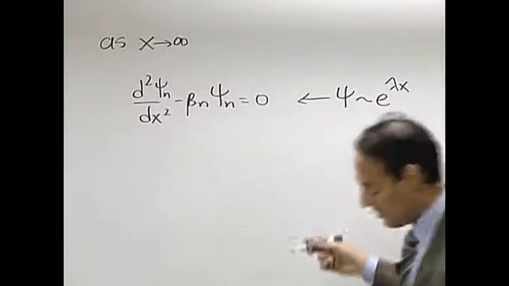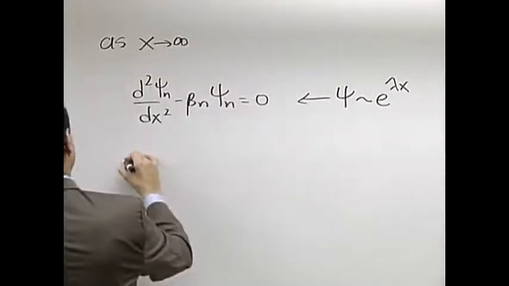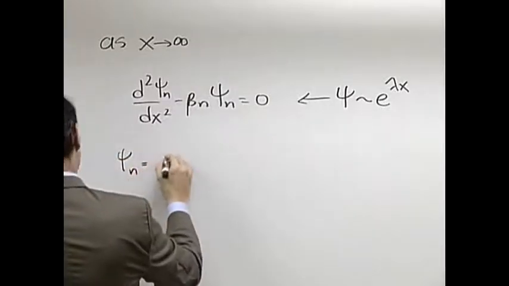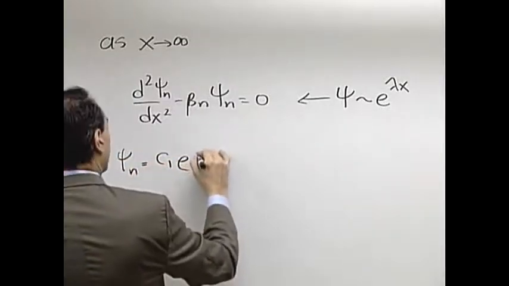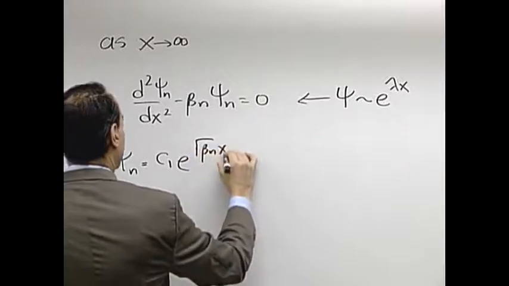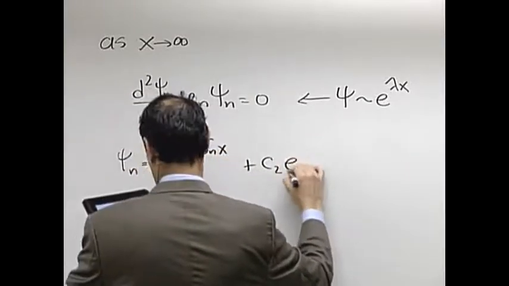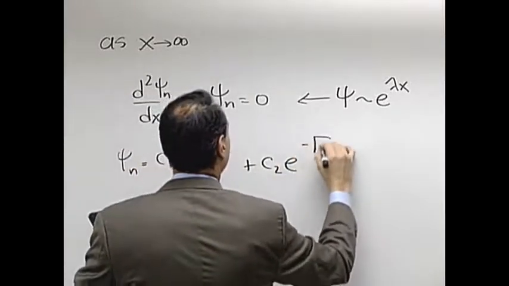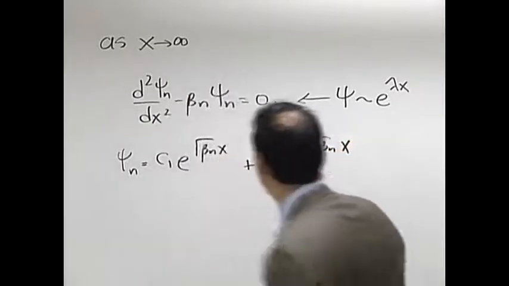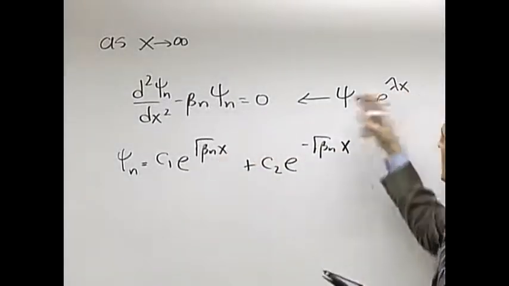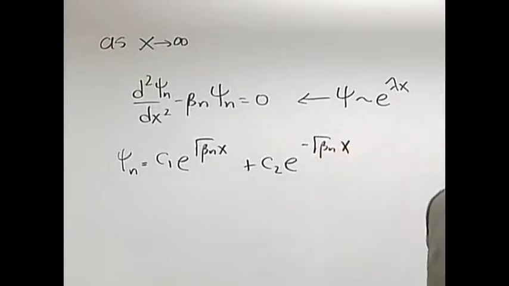You put that in, and what you can write down is the following solution. Psi of x is equal to C1 e to the lambda x plus C2 e to the minus lambda x. It looks something like this. You plug in, and you find that lambda has to be plus or minus the square root of beta n. And there is our solution.